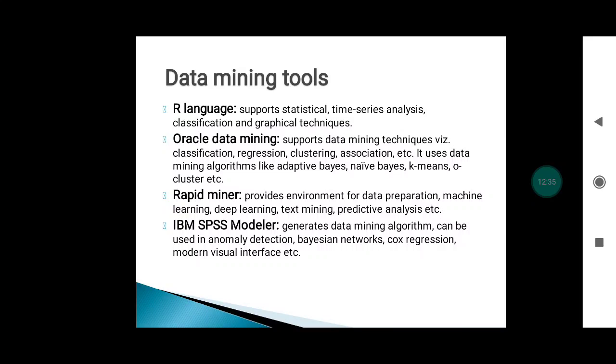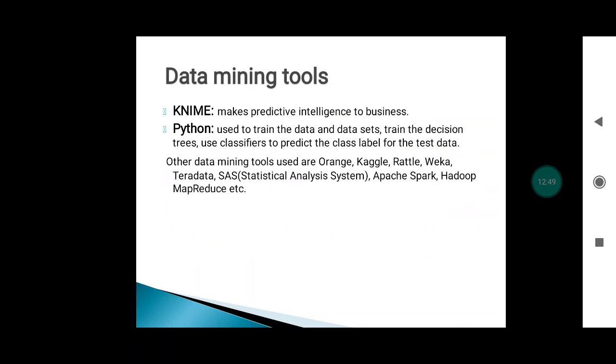Then IBM SPSS Modeler. So it is another tool which generates the data mining algorithms and can be used in anomaly detection, Bayesian networks, COGS regression, modern visual interface, and so on. Another tool is K9, which brings predictive intelligence to business. Then we have Python, which is used to train the data and data sets, train the decision trees, use classifiers to predict the class label for the test data.